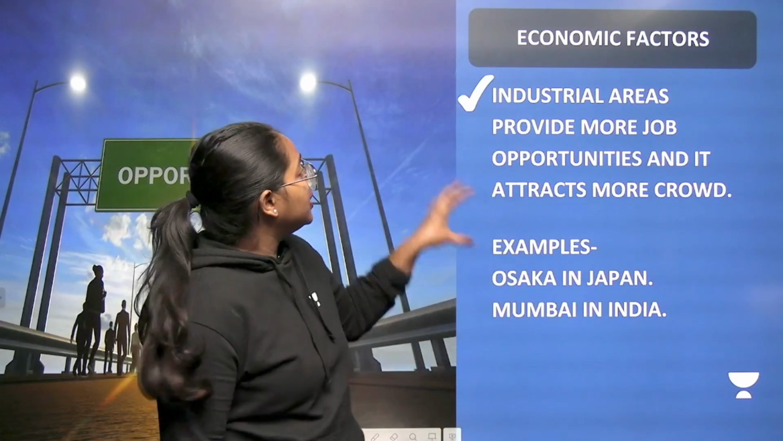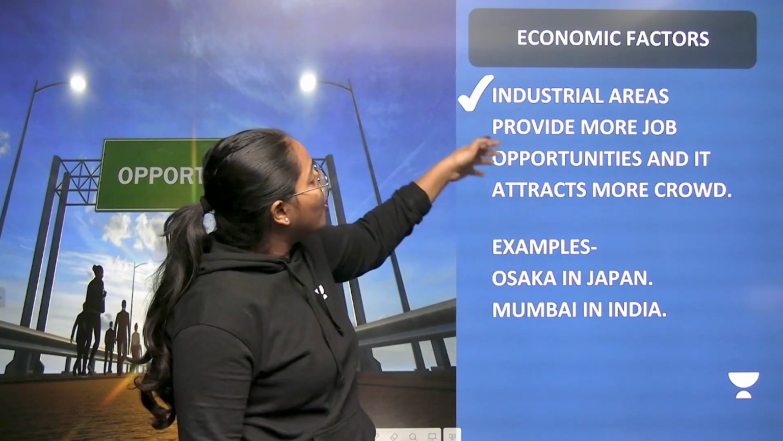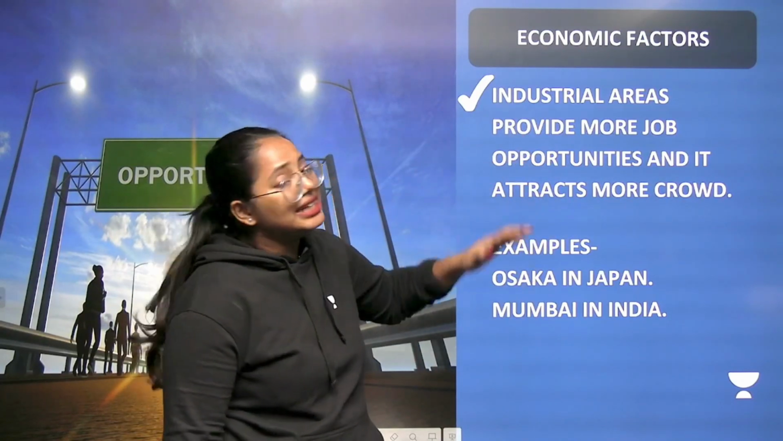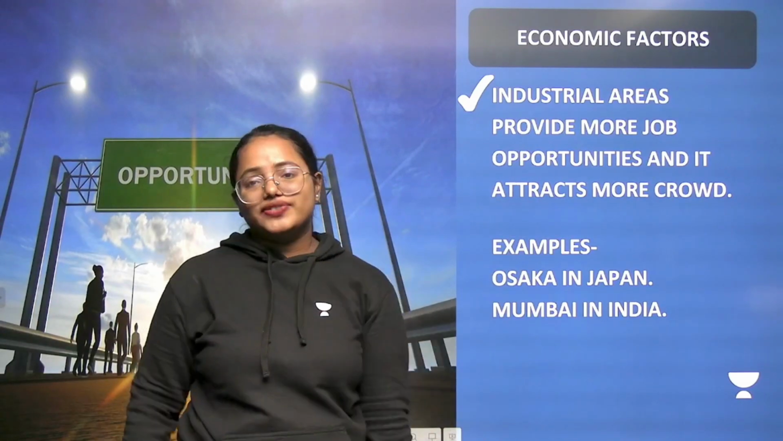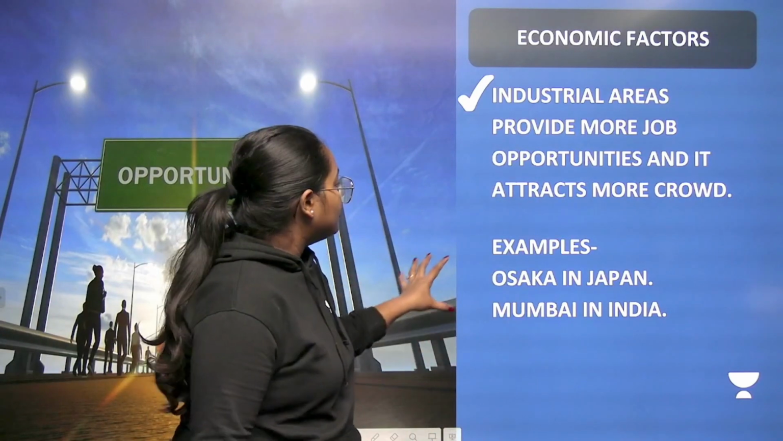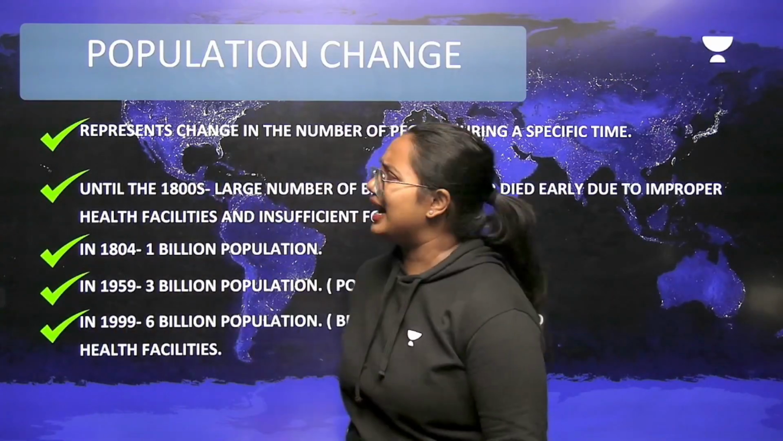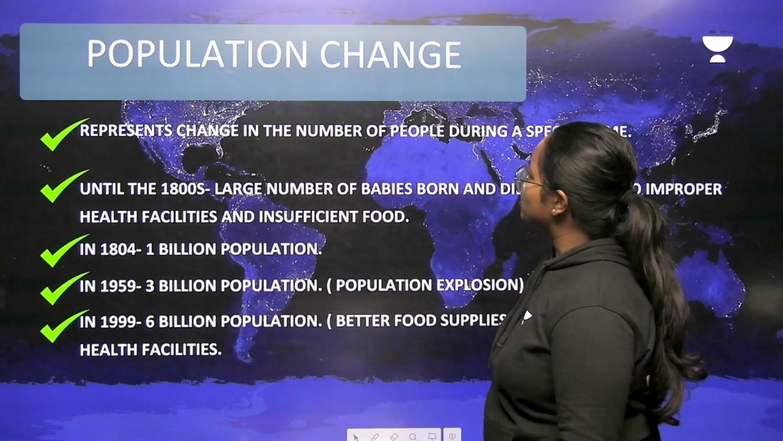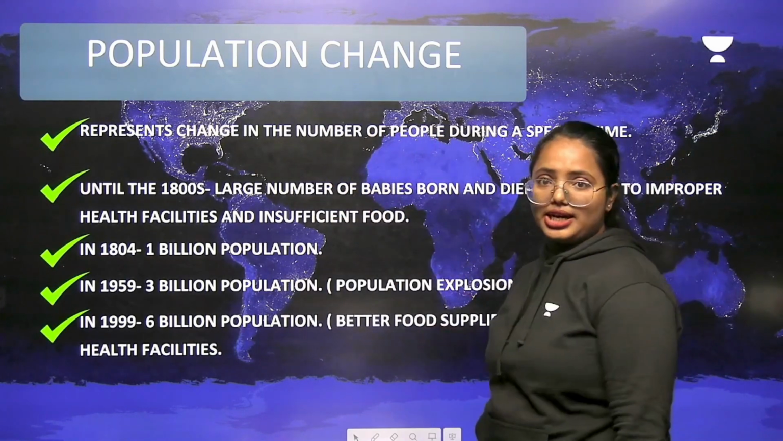Clear? So that is the reason people try to move to areas where they get more job opportunities, and it can also attract a lot of people to live there for a better lifestyle. Clear? So examples can be Osaka in Japan and Mumbai in India. Oh, what does that mean? Population change. It represents the change in the number of people during a specific time.